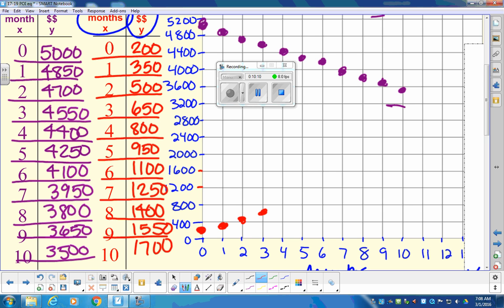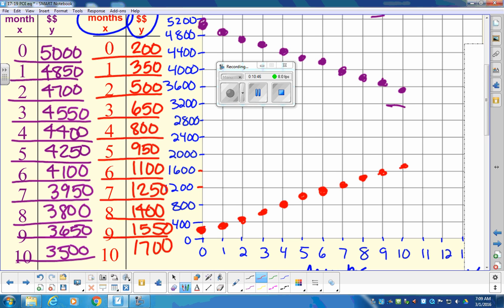At month 4, we have $800. At month 5 is $950. At month 6 is $1,100. At month 7 is $1,250. At month 8 is $1,400. At month 9, we have $1,550. At month 10, we have $1,700.